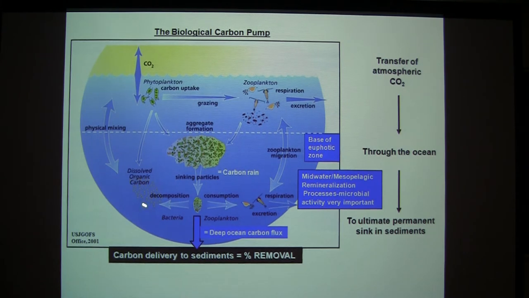So this is a pump schematic, which I'm sure many of you have seen before, explaining the transfer of carbon through the ocean via biological productivity, sinking, degradation, and eventually sedimentation. The processes that modulate that are remineralization and degradation as labile material sinks through the ocean, and ultimately a small percentage is preserved in the sediments, which we're left to sample with cores.